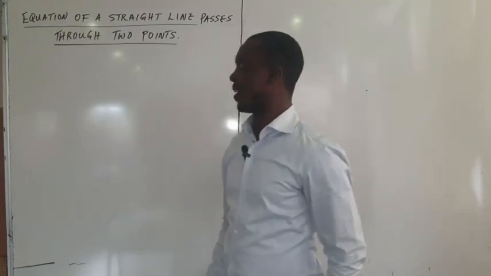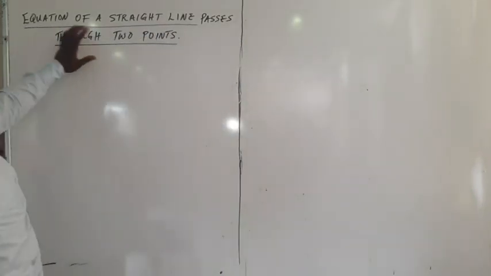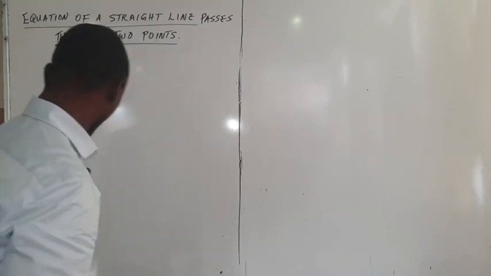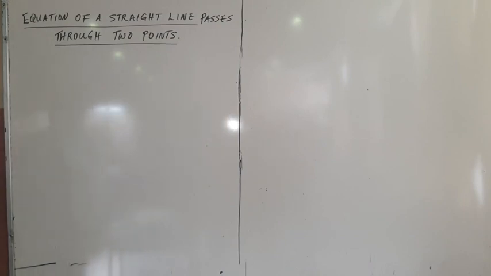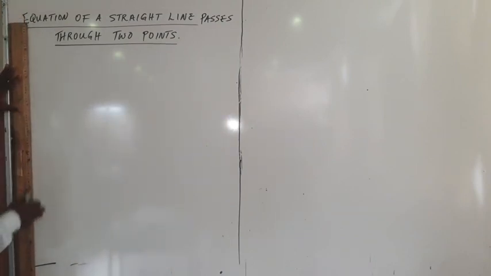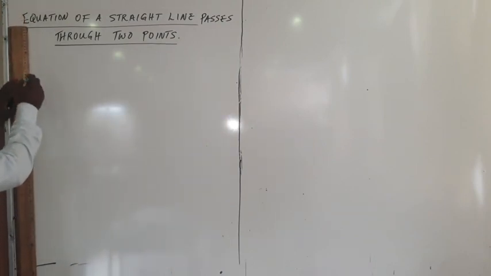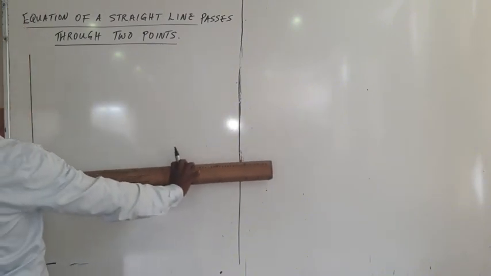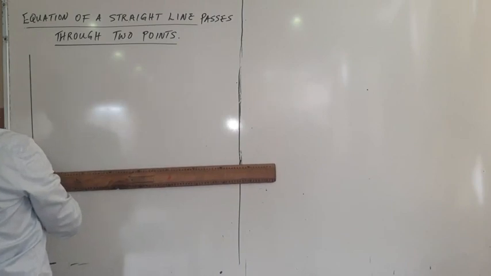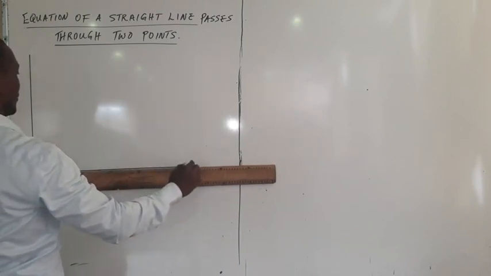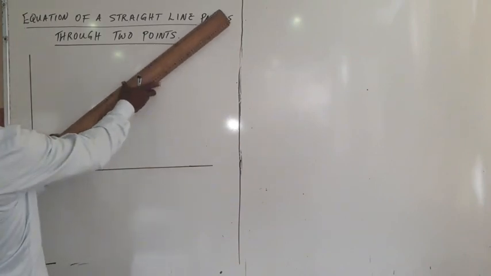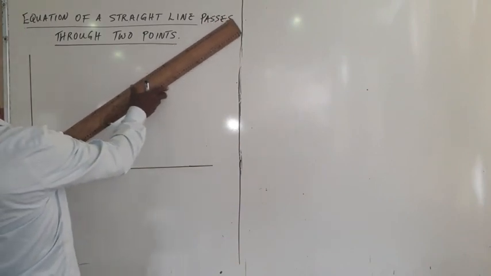Welcome back. Today's topic is the equation of a straight line that passes through 2 points. To do this, we are going to consider a straight line AB by drawing an XY plane. So we have a straight line AB.